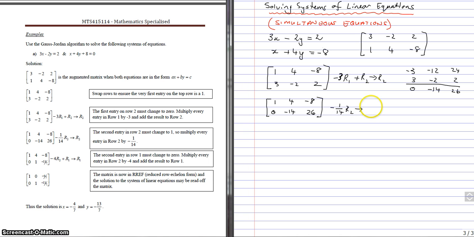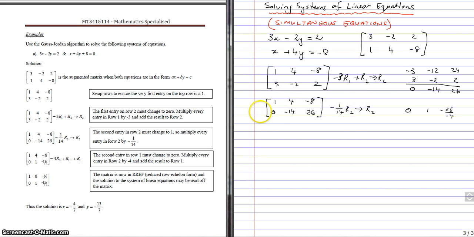Okay, so we write it as negative 1 over 14 times row 2 becomes our new row 2. So in doing that, we have 0, 1 and negative 26 over 14. So each of those elements gets multiplied by that. So you'll notice that the order is important in the way we do it.